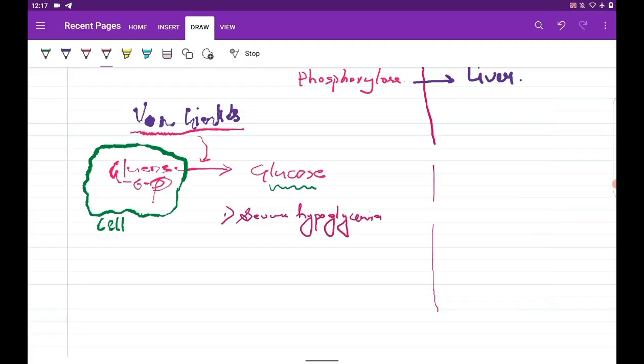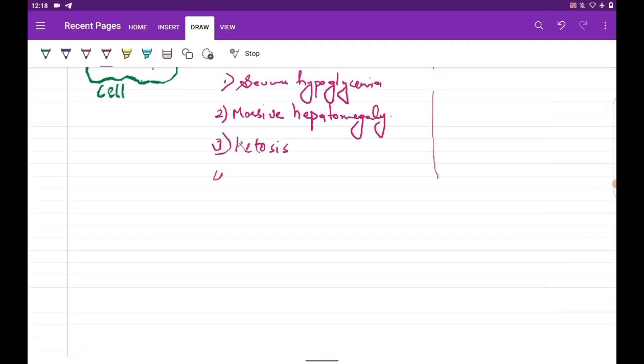Okay, and since this glucose 6 phosphate, which is the broken down product of glycogenolysis that takes place in the liver, is not getting expelled from the liver because it is trapped inside the hepatocytes, there will be massive hepatomegaly. Then since the cells are not getting glucose, they will produce ketone bodies, so there will be ketosis. Similarly, there will be hyperlipidemia, lactic acidosis, and hyperuricemia.